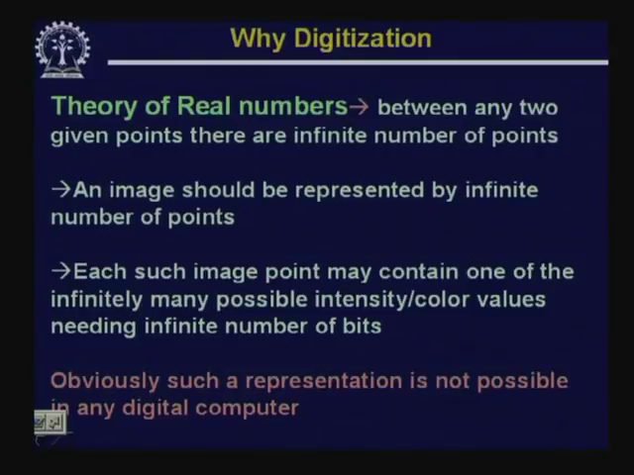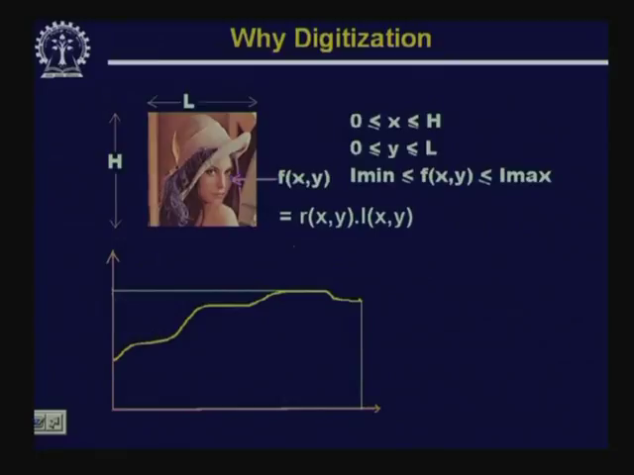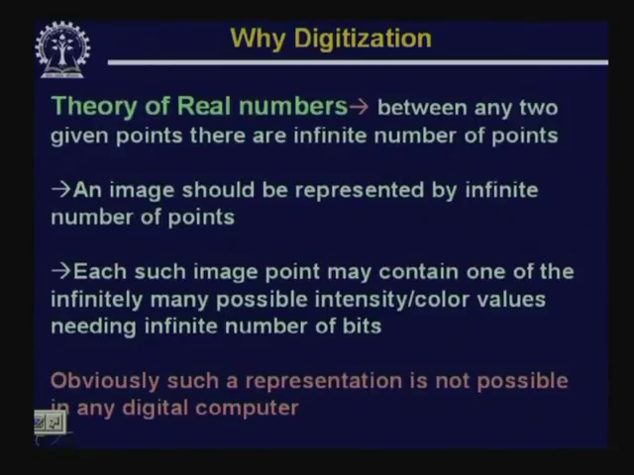And secondly, when I consider the intensity value at a particular point, we have said that the intensity value f(x, y) varies between a certain minimum I min and a certain maximum I max. Again, the problem is that the number of intensity values between minimum and maximum is infinite. So if I want to represent an intensity value in a digital computer, I would need an infinite number of bits. And obviously, such a representation is not possible in any digital computer.